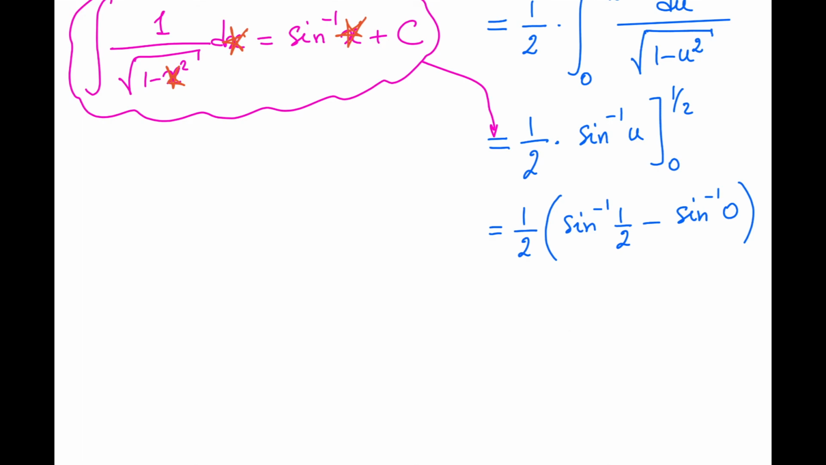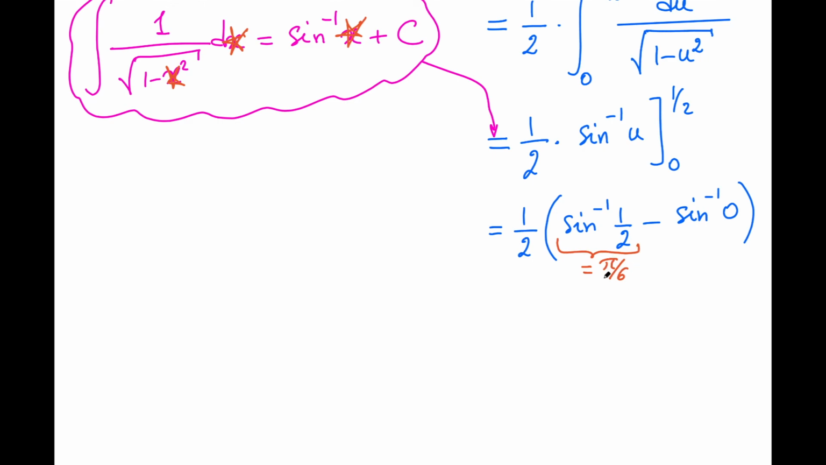And what's sine inverse of half? Well, sine inverse of half is an angle between negative pi over 2 and pi over 2. It's the only angle between minus pi over 2 and pi over 2, because sine inverse has range minus pi over 2 to pi over 2, right? It's the only guy whose sine is half. So that guy is pi over 6. That's the only guy that lives in the range of sine inverse whose sine is half.